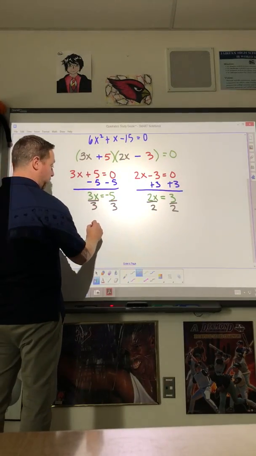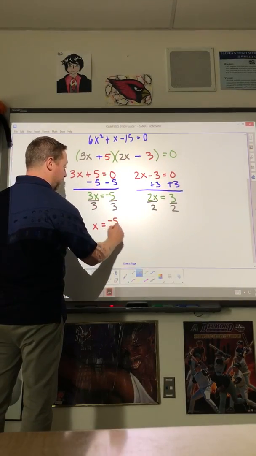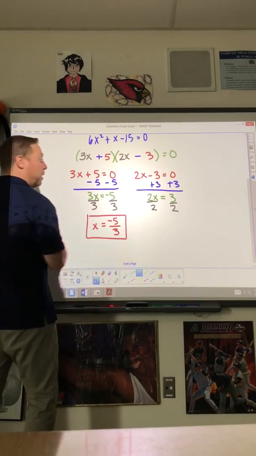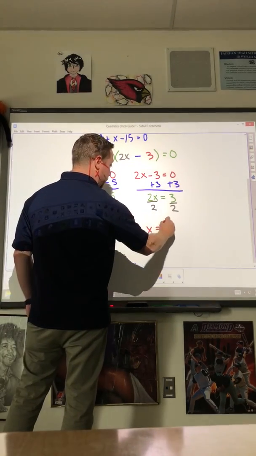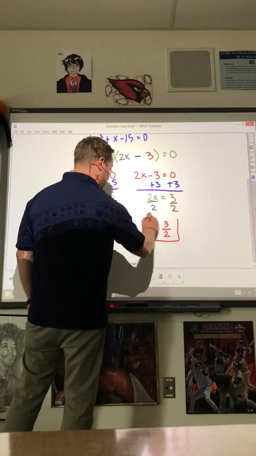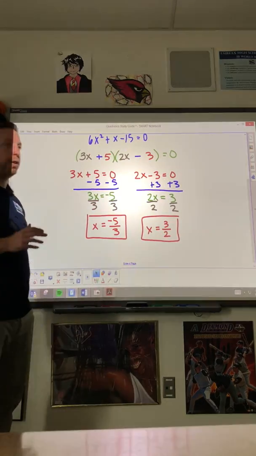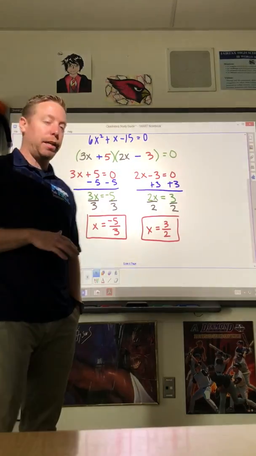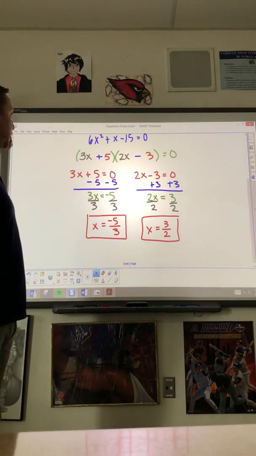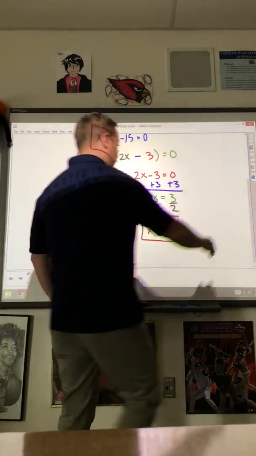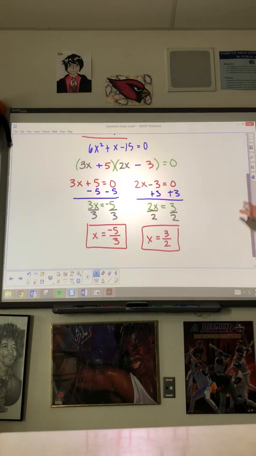So my answer here is going to be x equals negative 5 over 3. And here my answer is going to be x equals 3 over 2. And just a reminder, most quadratics do have two answers, so this is a good sign. So we should have two answers here. And that is solving by factoring.